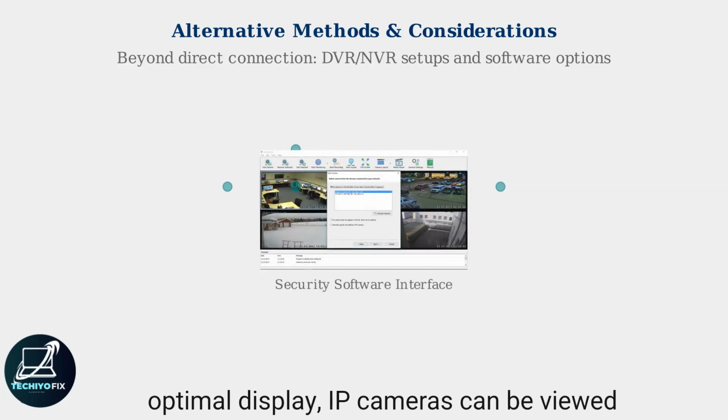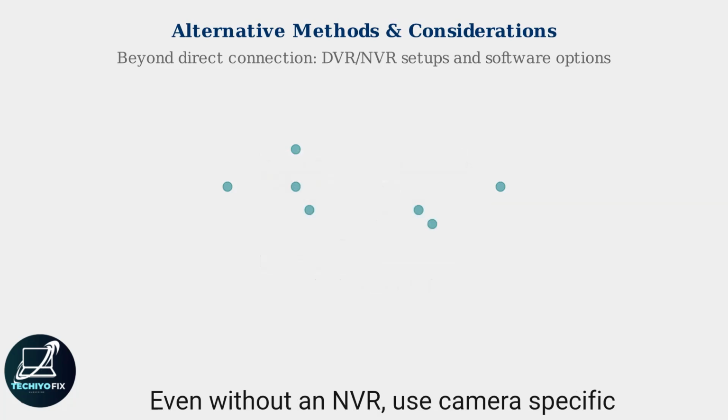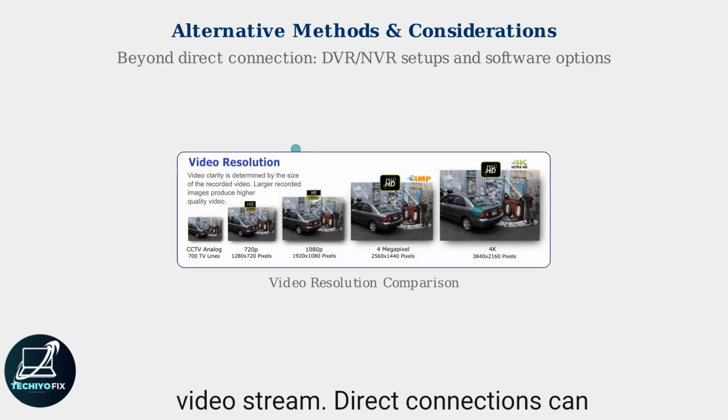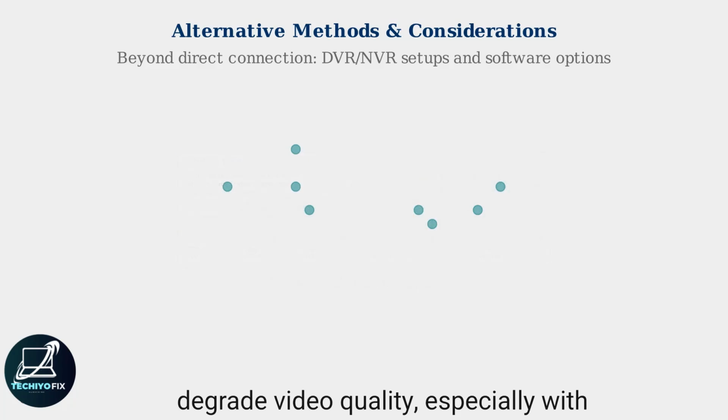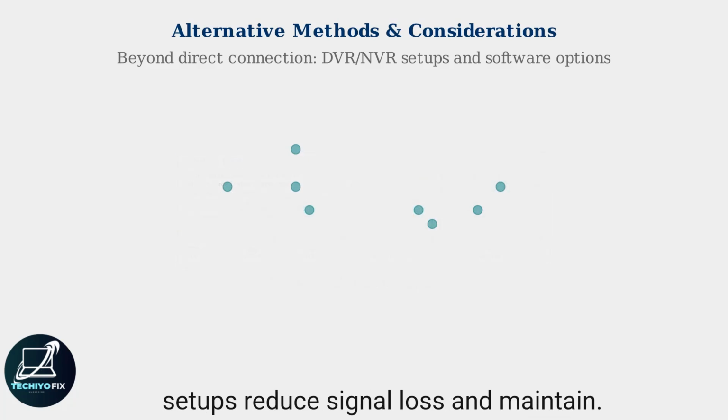IP cameras can be viewed through dedicated software on your PC, even without an NVR. Use camera-specific or third-party applications to handle the video stream. Direct connections can degrade video quality, especially with high resolution or long cables. DVR/NVR setups reduce signal loss and maintain better image clarity.